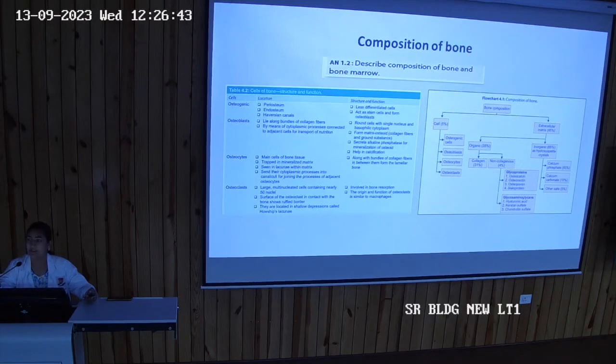Osteogenic cells are the stem cells which give rise to the osteoblast cells. B for birth. Osteoblast cells will give rise to the osteocytes. Osteocytes are the cells that will be present in the matrix of the bone. Then the osteocytes will be broken down with the help of the osteoclast. Bone destroying cells are called osteoclast cells.